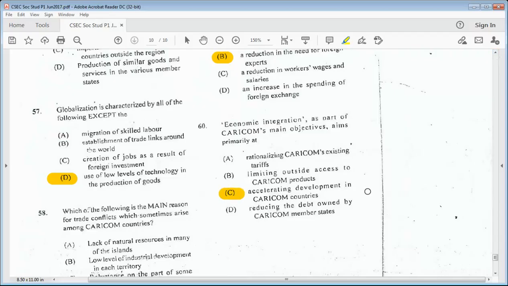So that is it. We have come to the end of CSEC Social Studies, June 2017, Past Paper 1.